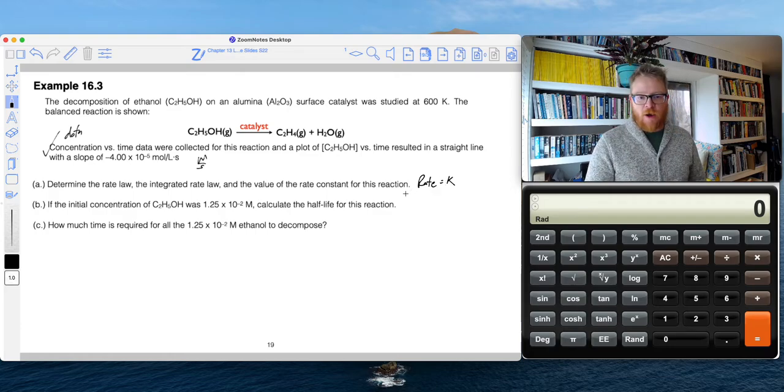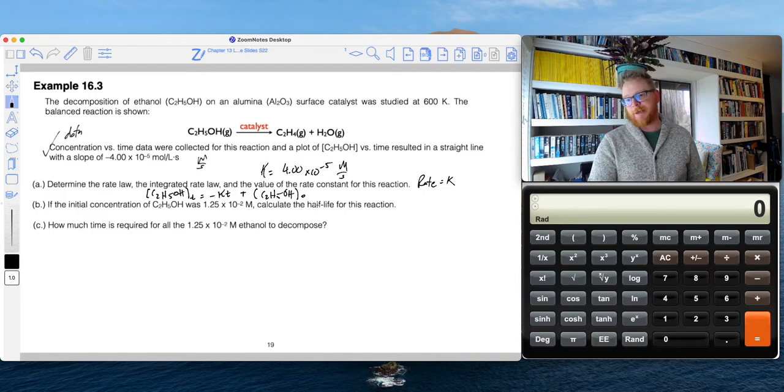The integrated rate law, I could write this out symbolically. Let's see. Yes, I think I have enough room to just do this right here. So the integrated rate law is [C2H5OH] at time t equals -kt plus [C2H5OH] initial. And then the rate constant is that slope directly, and the units are in there already. So I'll just say k equals 4.00 times 10 to the -5th molarity per second. Okay, not too bad.